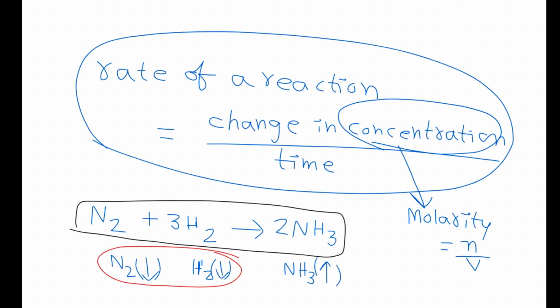Now you can argue one thing. What is the argument you can make? Listen properly, I am making one argument. Sir, you are saying one molecule of N2 reacts with 3 molecules, and you are saying H2 consumption is more, correct or not? But you can argue in another way.